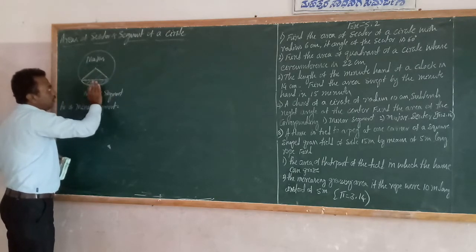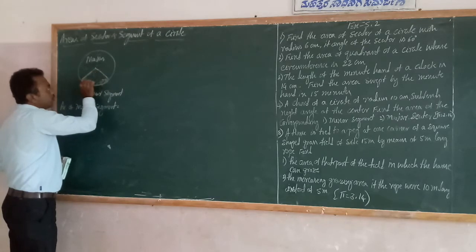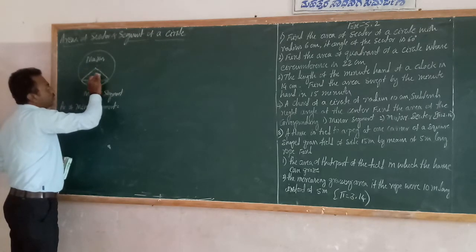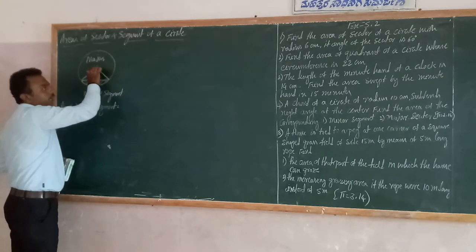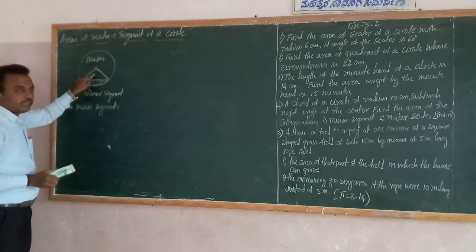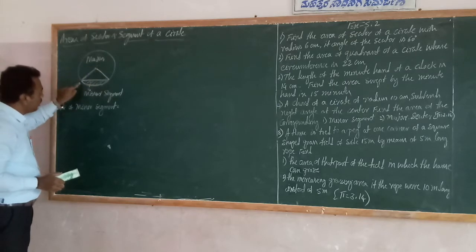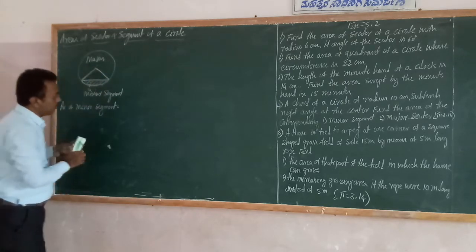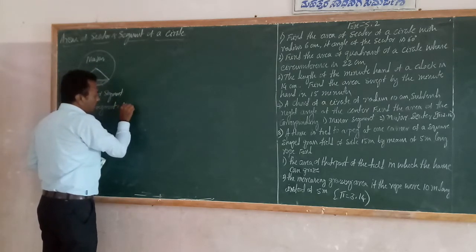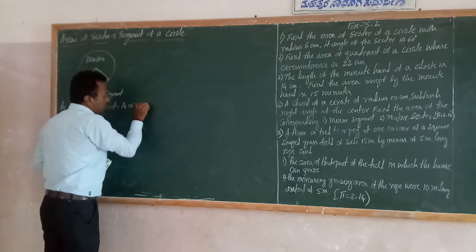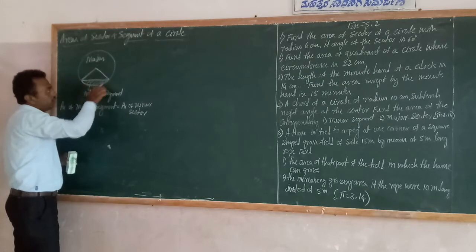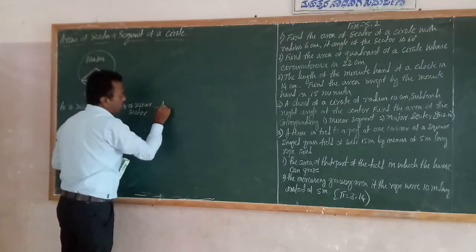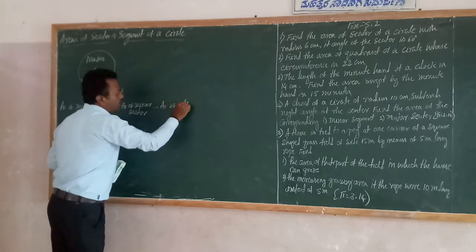In this whole area, I don't want this area. Correct? I don't want this area. So what shape is this? Triangle. Yes, this triangle area I don't want. So the area of the minor segment is the area of the minor sector minus the area of the triangle.